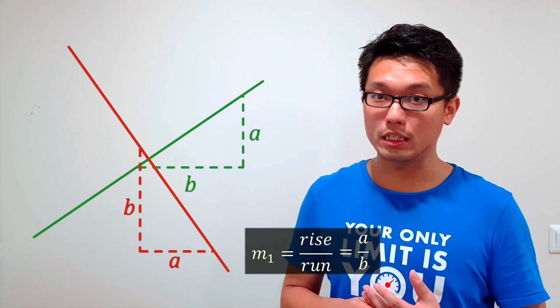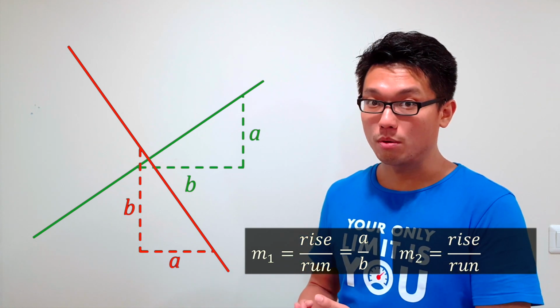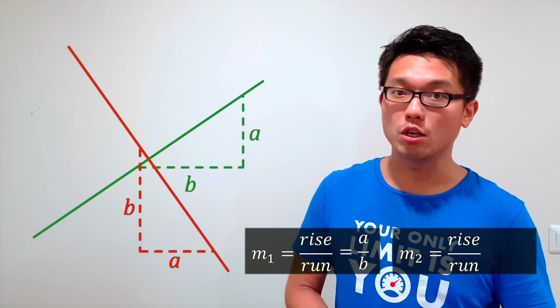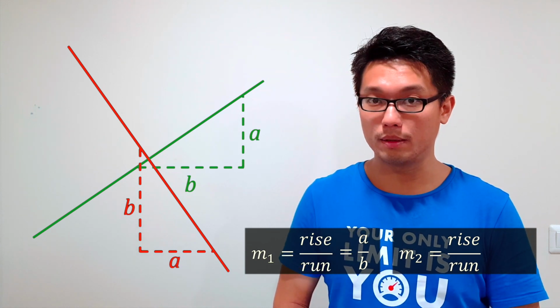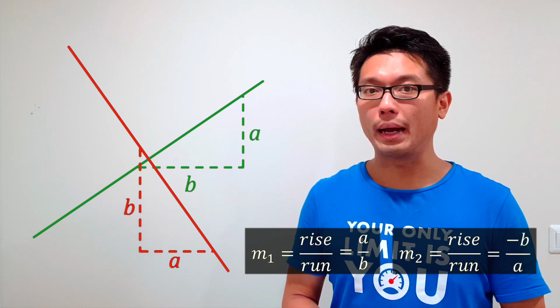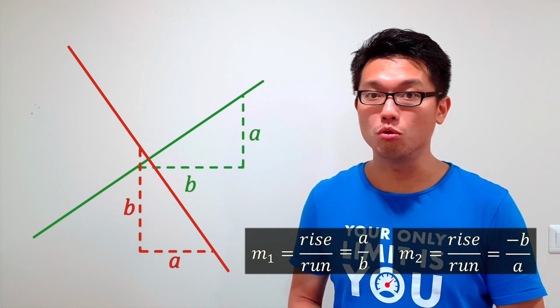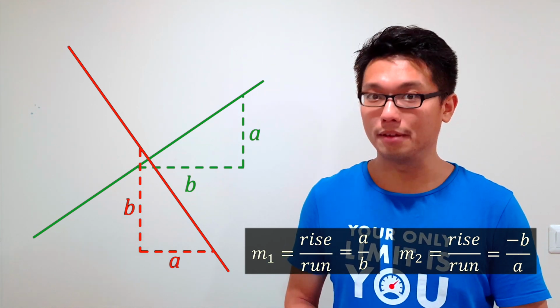So now let us find an expression for the gradient of L2, calling it M2. Right now, as we move A units from left to right, we find ourselves moving downwards by B units. Or in other words, we are rising by -B units. As such, the expression for M2 is now -B over A.